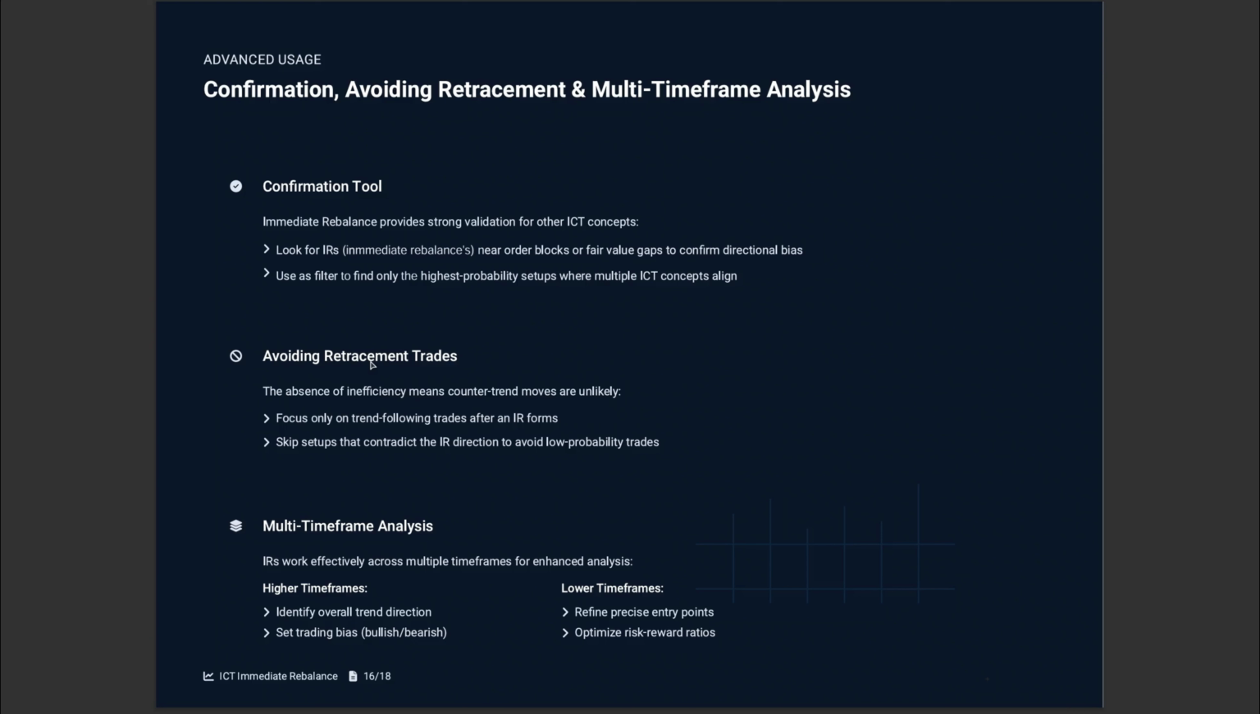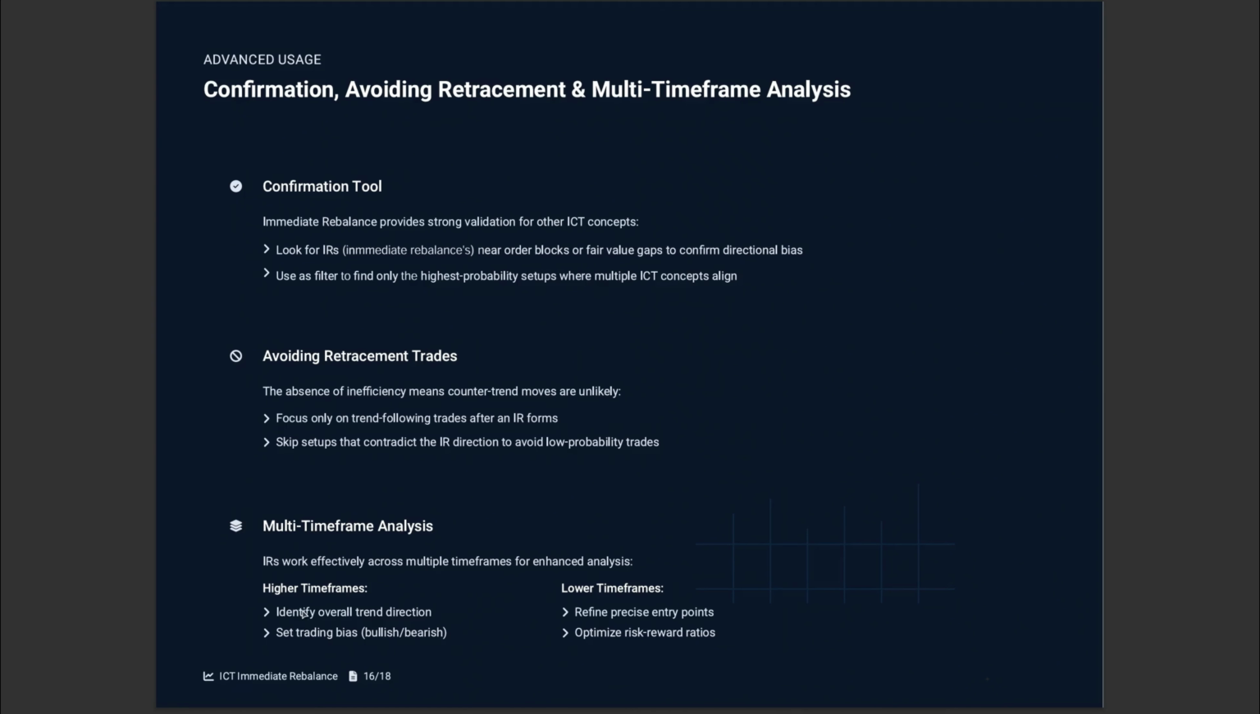And then next, avoiding retracement trades. The absence of inefficiency means counter trend moves are unlikely. So you put focus only on trend following trades after an IR forms. Next is skip setups that contradict the IR direction to avoid low probability trades, right? Pretty obvious.